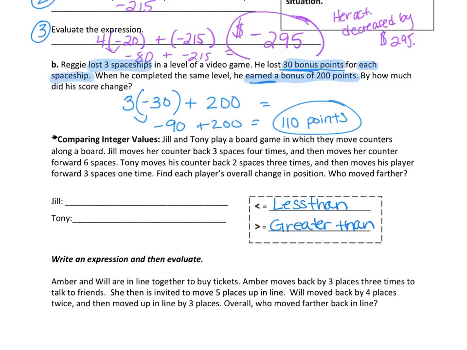Jill and Tony play a board game in which they move counters along a board. Jill moves her counter back 3 spaces 4 times and then moves her counter forward 6 spaces. Tony, okay, so that was Jill. Let's get some other color for Tony. Yellow's good. Tony moves his counter back 2 spaces 3 times and then moves his player forward 6 spaces 1 time. So find each player's overall change in position.